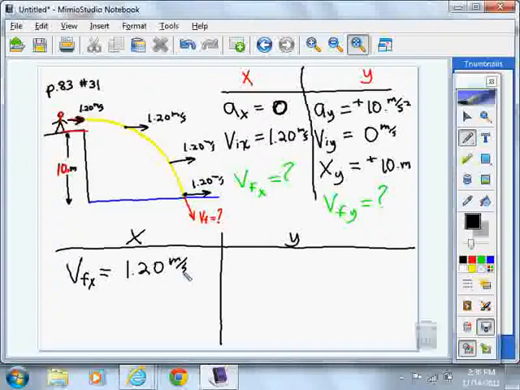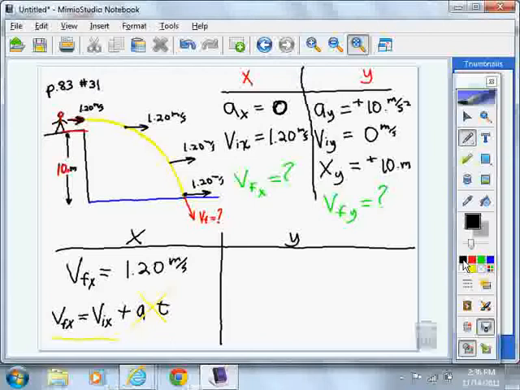If you needed a formula, you could say that the final velocity in the x direction equals the initial velocity in the x direction plus the acceleration times the time. But since the acceleration is 0, that term goes. So you're left with the final velocity in the x direction equals the initial velocity in the x direction.